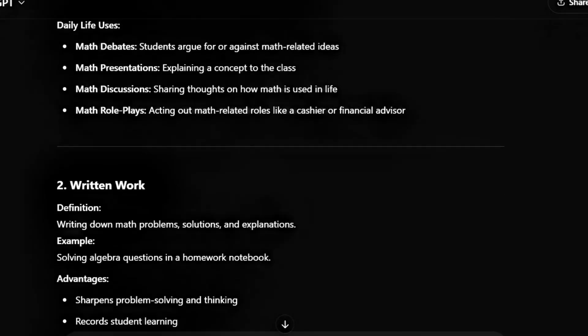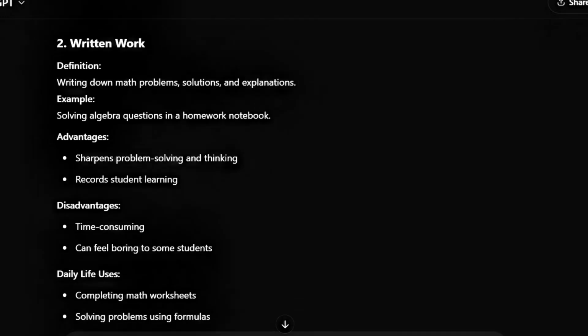Daily life uses: students argue for or against math-related ideas, math presentations, explaining a concept to the class, math discussions, sharing thoughts on how math is used in life, math role plays, acting out math-related roles like a cashier or financial advisor. Written work. Definition: writing down math problems, solutions, and explanations.